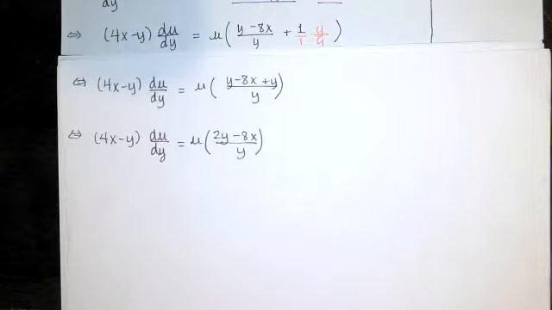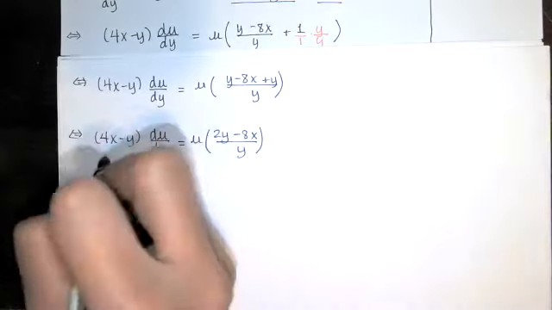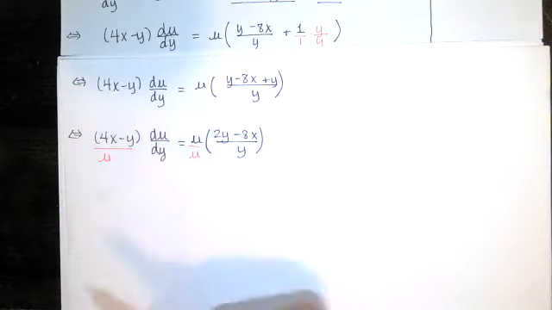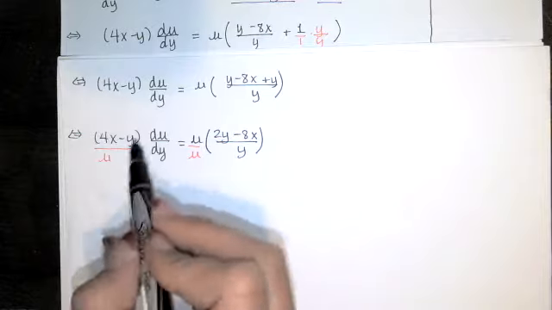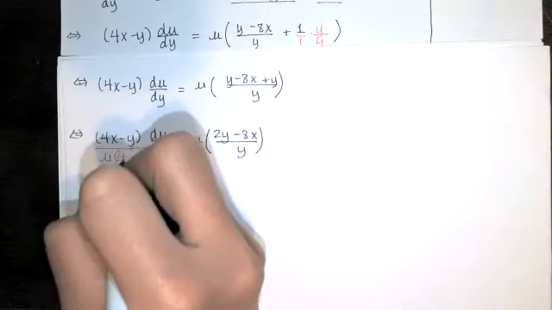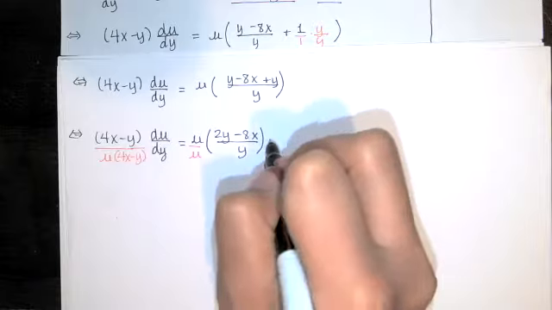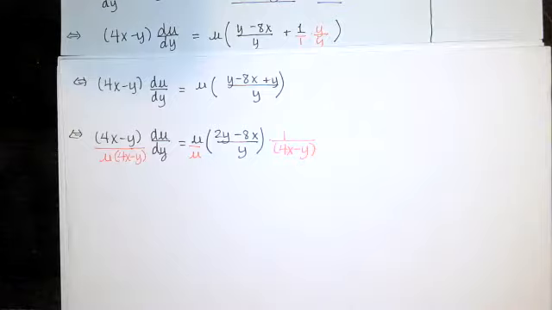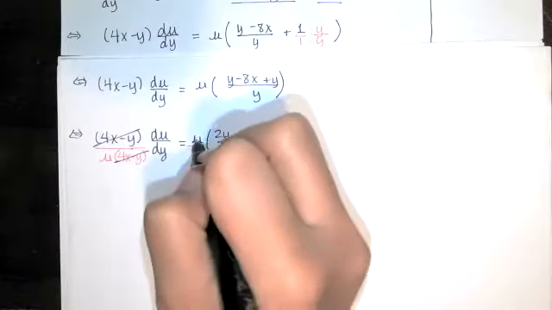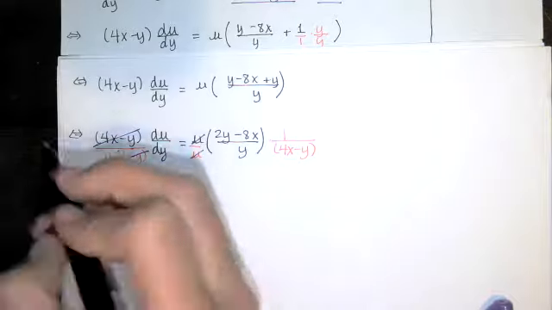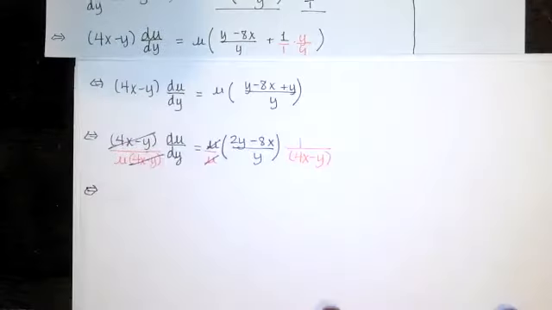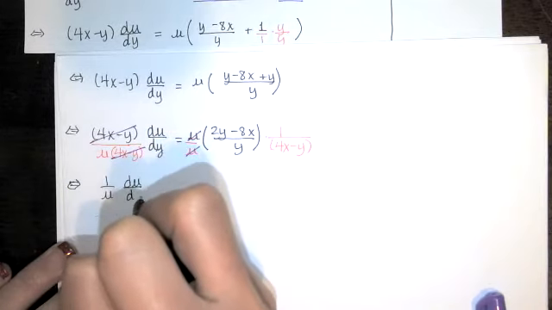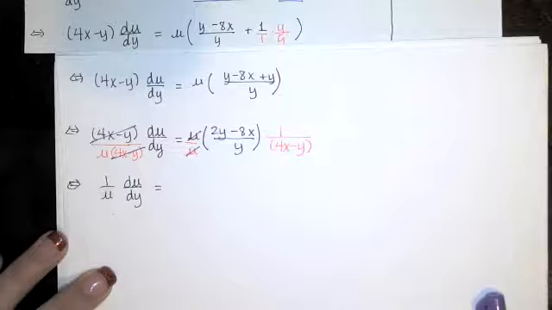And I want to separate the variables. So I think I will divide both sides by mu to get my mu expressions over here with the d mu. Now I want to get rid of this 4x minus y on this side. So I'll divide both sides by 4x minus y as well. And remember, dividing by that is the same as multiplying by the reciprocal. So these guys reduce, and this is what we have. We've got 1 over mu times d mu dy equals this.